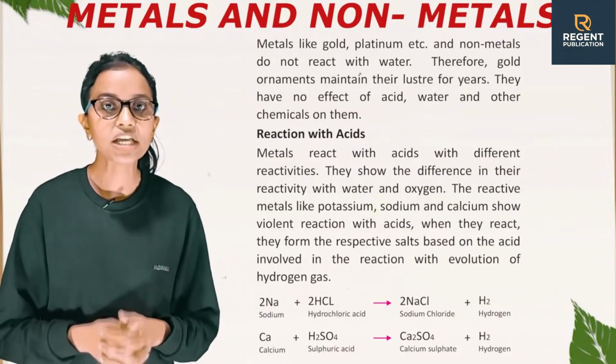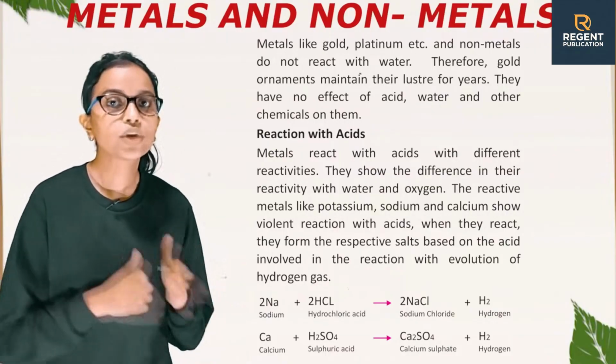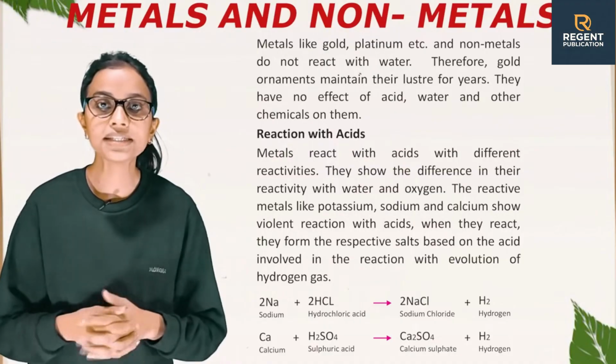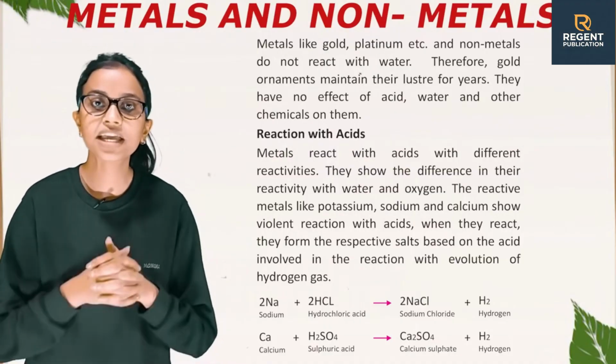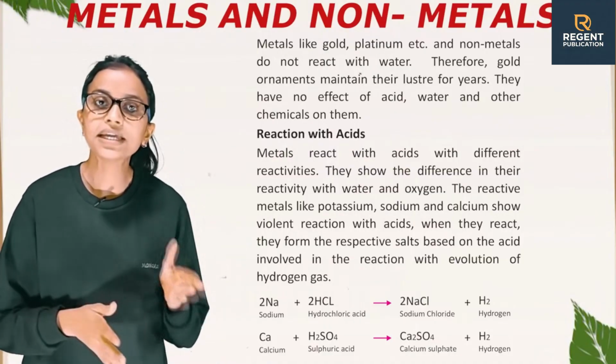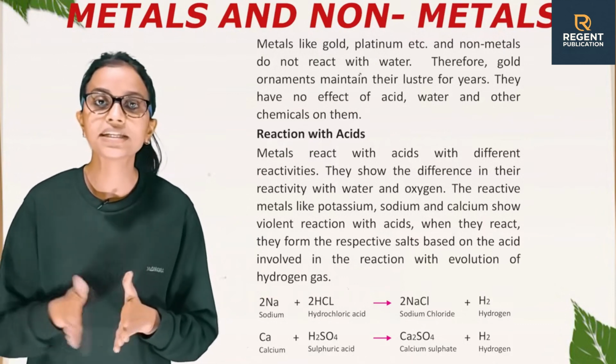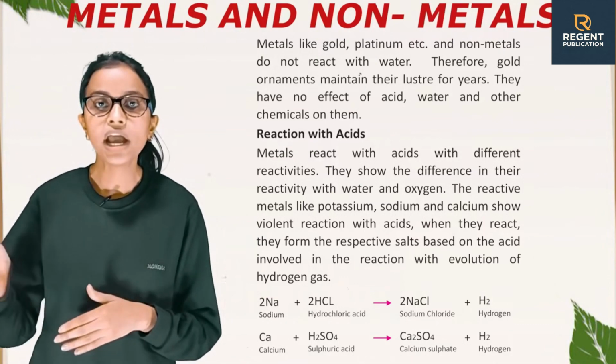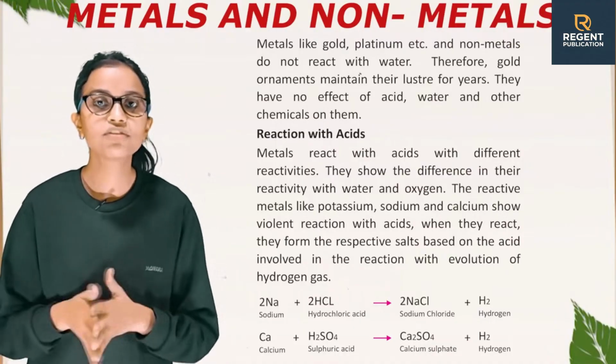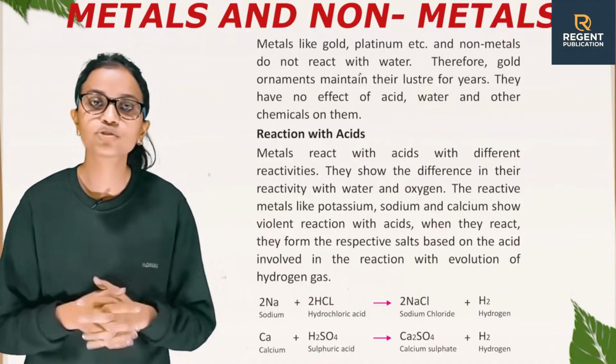2Na sodium plus 2HCl hydrochloric acid gives 2NaCl, that is sodium chloride, plus H2 hydrogen. Ca calcium plus H2SO4, that is sulfuric acid, gives CaSO4 calcium sulfate plus H2, that is hydrogen.